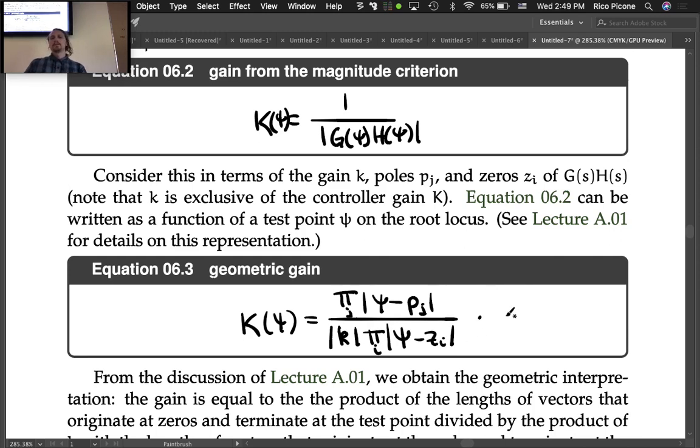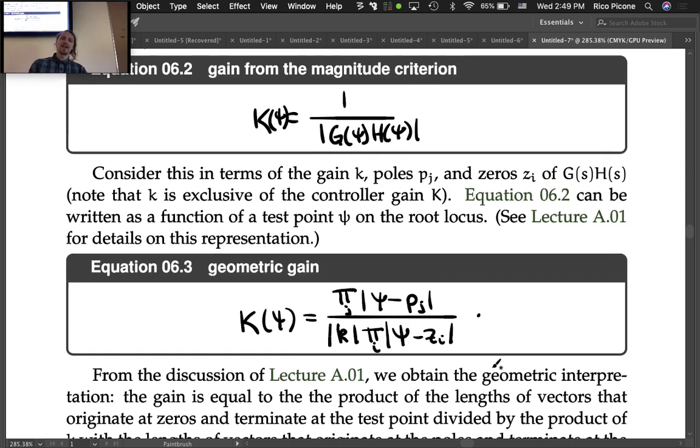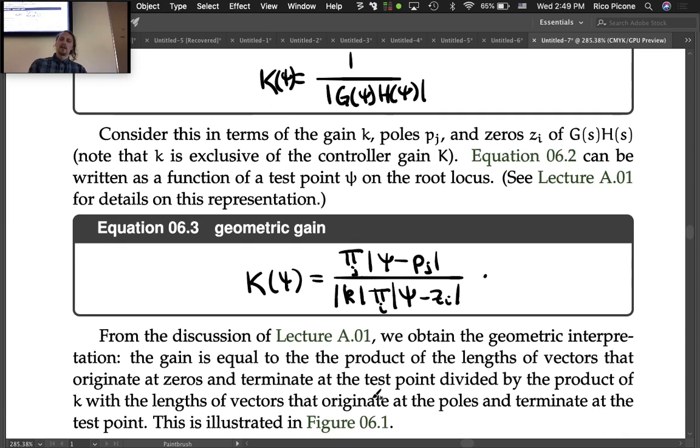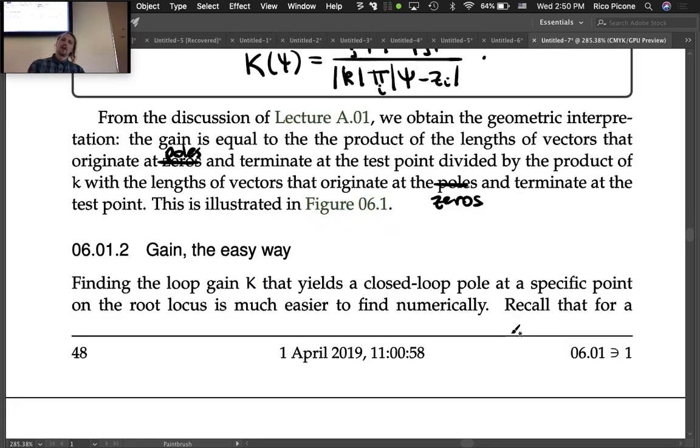So this allows for a geometric interpretation. The gain is equal to the product of the lengths of the vectors that originate at poles and terminate at the test point, divided by the product of those that originate at the zeros and terminate at the test point. Wait, I have that mixed up, don't I? This is illustrated in figure 6.1.